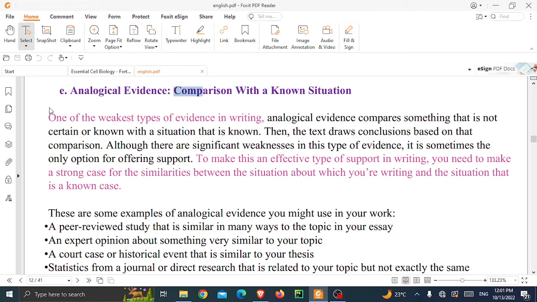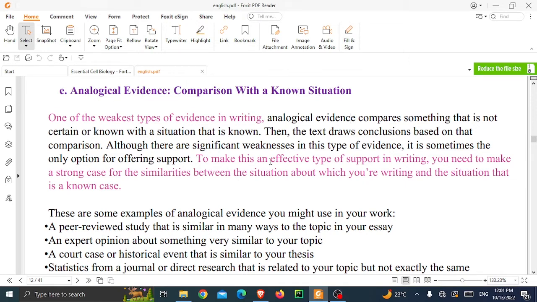Like I said when I was telling you about the types of evidence, it is one of the weakest types of evidence in writing, because analogical evidence compares something that is not very well known to something that is known. And that definition of analogical evidence doesn't mean it is always weak. Analogical evidence can be used in a way to be quite strong.